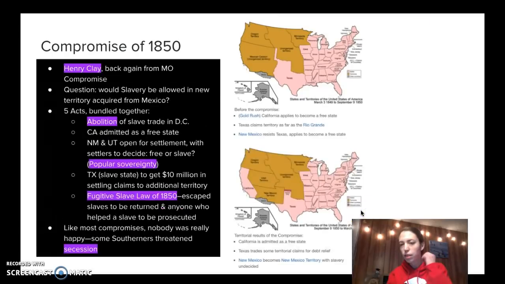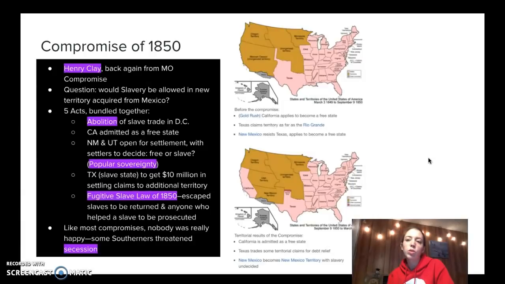Okay, Compromise of 1850. So again, we've got Henry Clay. Now this is 30 years later. In this compromise, there are a few key components, but the main question is, would slavery be allowed in this new territory that was acquired from Mexico? There are 5 acts that are bundled together. One is the abolition of the slave trade in Washington, D.C., the nation's capital. That's real classy, right? Then California is admitted as a free state.